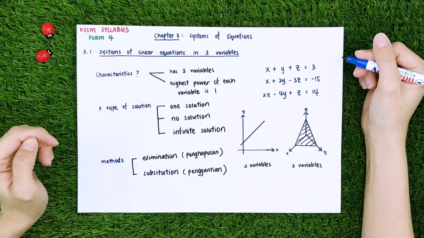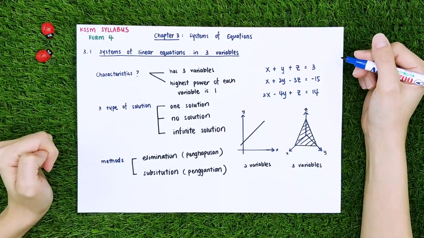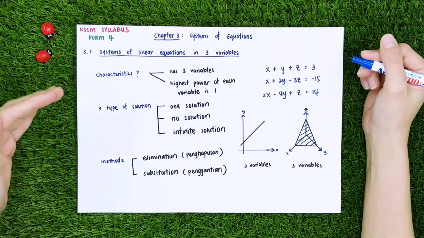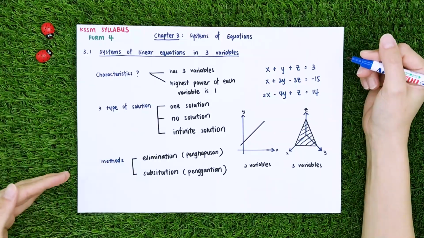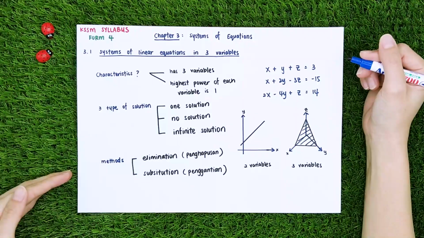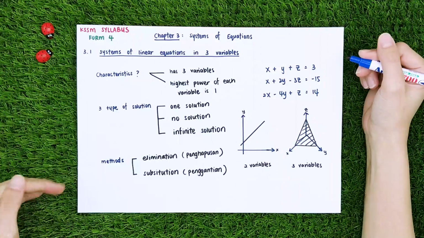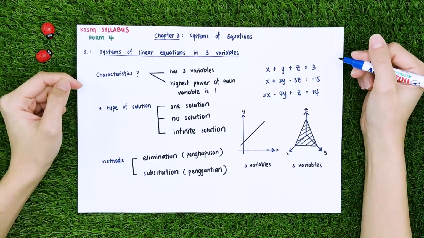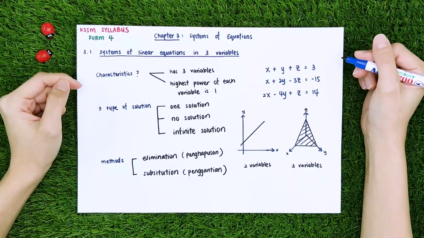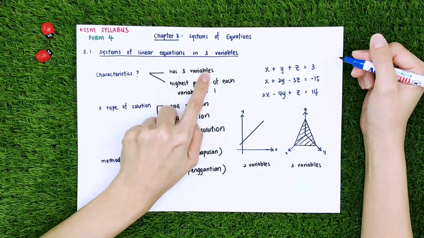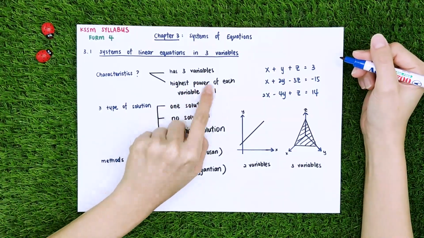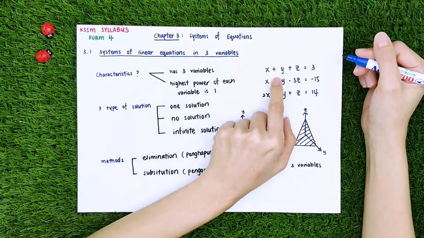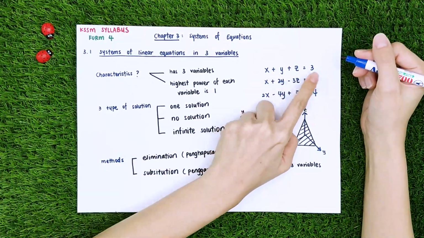There are 3 main points that you have to know in this subtopic, which are the characteristic, 3 types of solution, and the methods of solving the linear equation in 3 variables. Let us discuss what the characteristic is. A system of linear equations in 3 variables has 3 variables and the highest power of each variable is 1. For example, x plus y plus z equals 3.